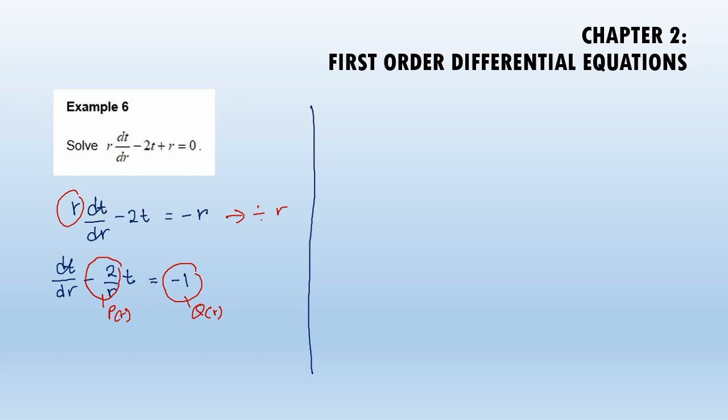So next, we find the integrating factor v of r equals e to the power of the integral of negative 2 over r dr. So we have negative 2 ln r, and we simplify as ln r to the power of negative 2. As we simplify the exponent power of ln, we have 1 over r squared. So our integrating factor is 1 over r squared.